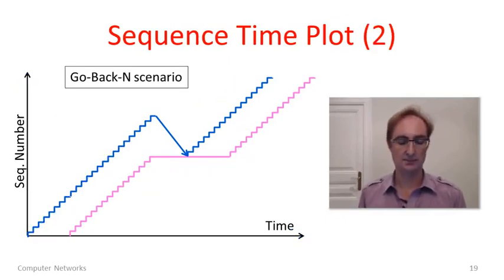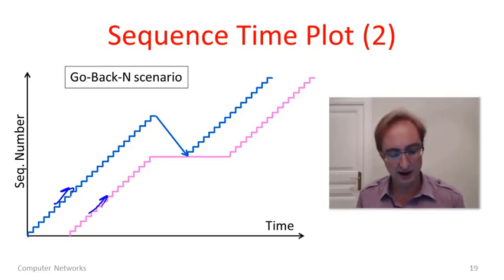Okay, so let's look at it. This is a hypothetical sequence number plot for a go back N scenario. If everything's going fine and there's no loss, we have these two parallel lines or staircases. They're going in fine steps going up. We're sending and we're being acknowledged a short while later. But now something funny happens here.